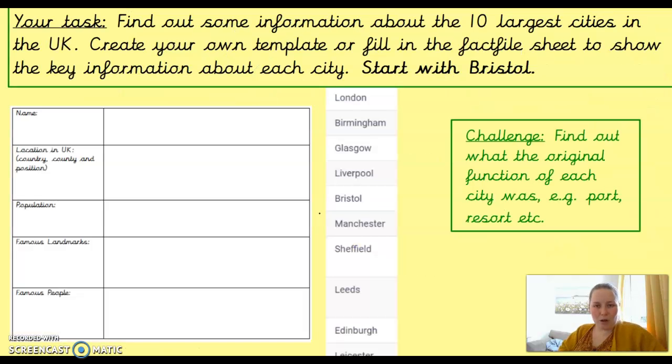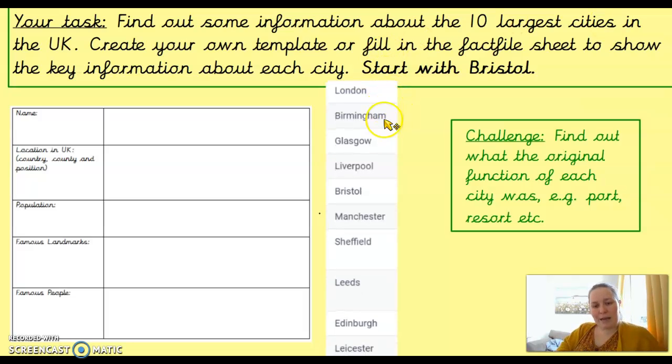So here is your task. I've got a list here of the 10 largest cities in the UK by population, and I want you to go and find out some information about them. I want you to start with Bristol because that's our closest local city, and I want you to try to find some of these. So you can find out different information if you want. You can create your own template if you want. You can set it out exactly however you want, but if you want a bit of support with that, I've just popped a little fact file template as a PDF on the website.